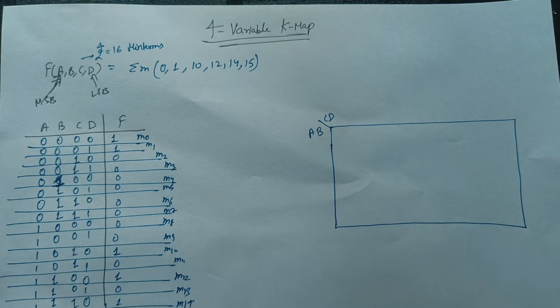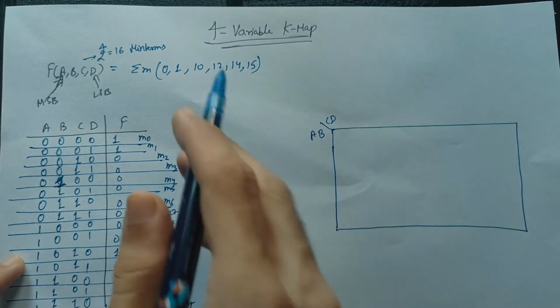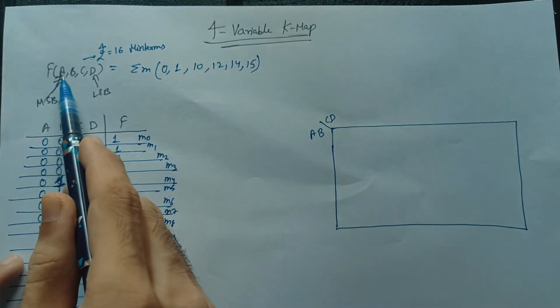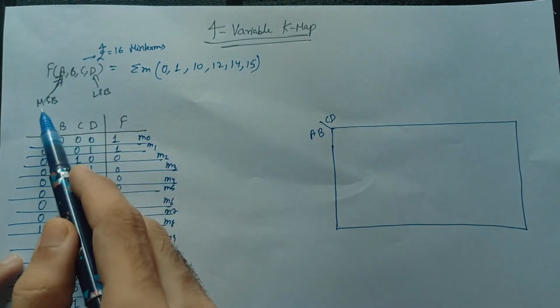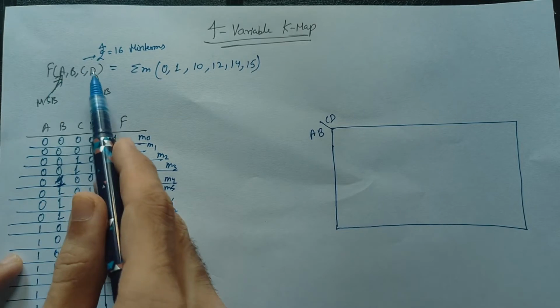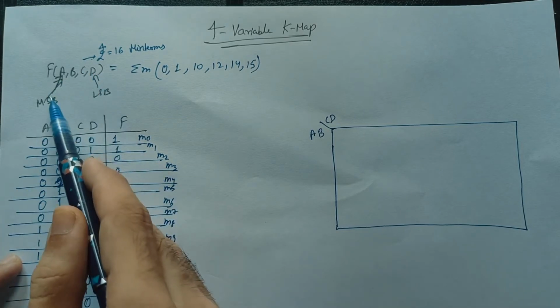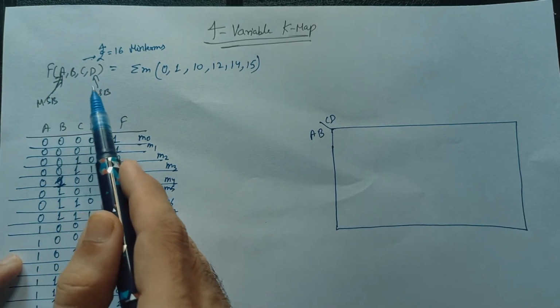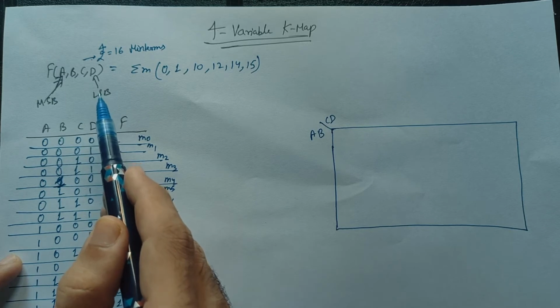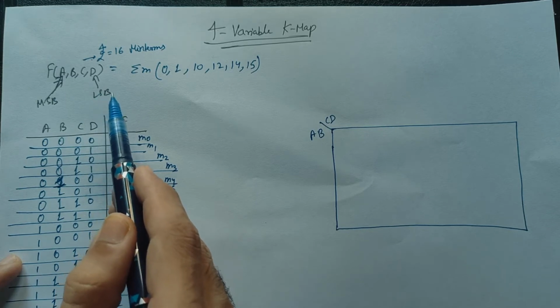So now in this video we are going to discuss the 4 variable K-map. In case of a 4 variable K-map, we will have 4 variables, say A, B, C, D, where A is the MSB and D is the LSB. MSB means most significant bit, and LSB means least significant bit.